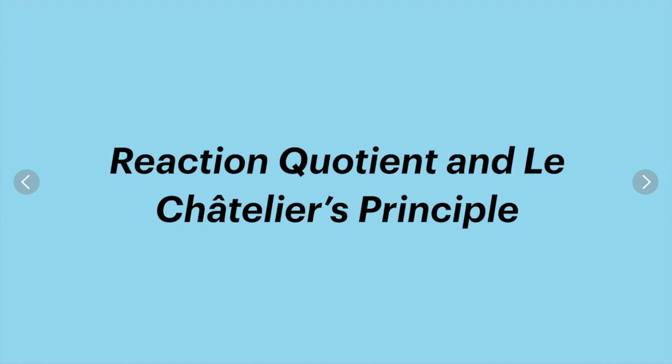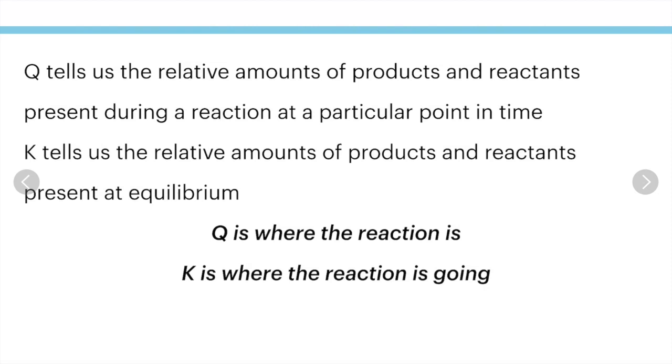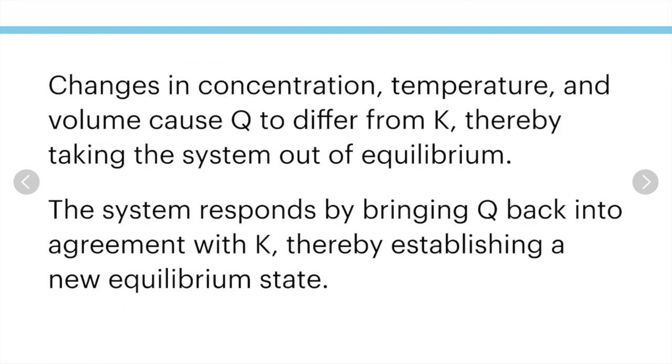Now that we have an idea of how Le Chatelier's principle works, we're going to look at how it can be explained by the relationship between the reaction quotient Q and the equilibrium constant K. So first, let's review what these are. Q tells us the relative amounts of products and reactants present during a reaction at a particular point in time, whereas K tells us the relative amounts of products and reactants present at equilibrium. In short, Q is where the reaction is, and K is where the reaction is going. And when these two are equal to each other, the system is at equilibrium.